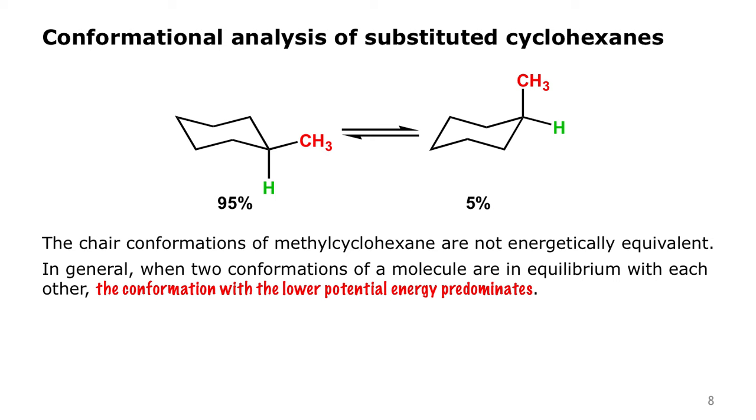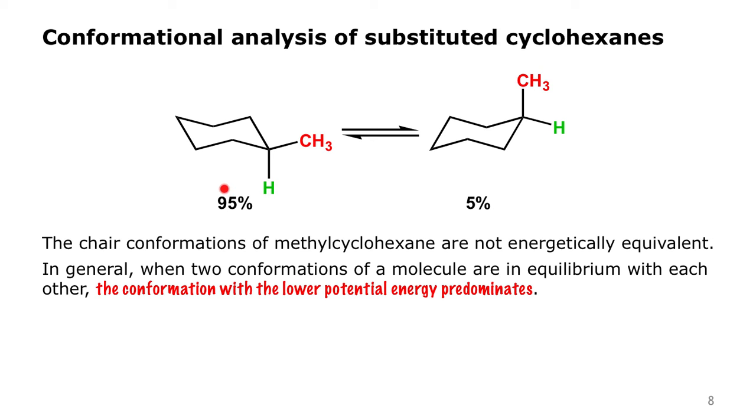Now, another consequence of this chair-chair interconversion with a substituent on the ring that isn't hydrogen is that you can then bias these chair conformations such that one chair conformation is significantly more stable than another. So here's an example of that. This is methyl cyclohexane's two chair conformations.